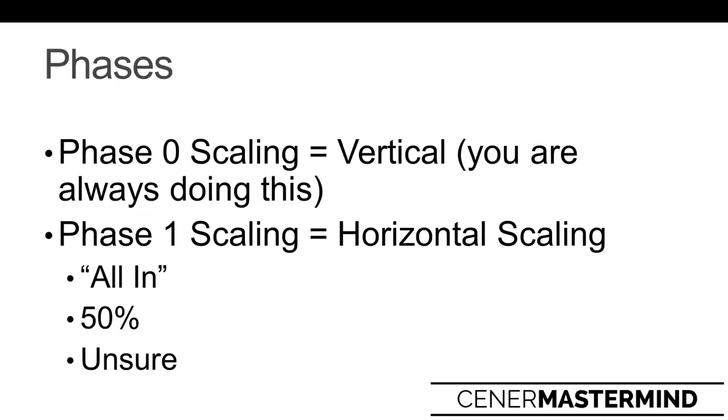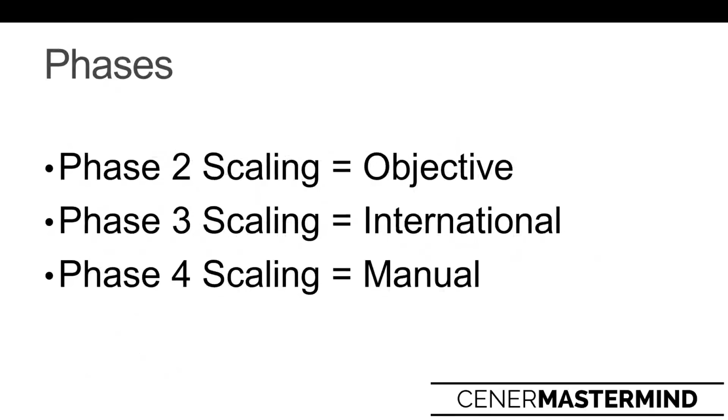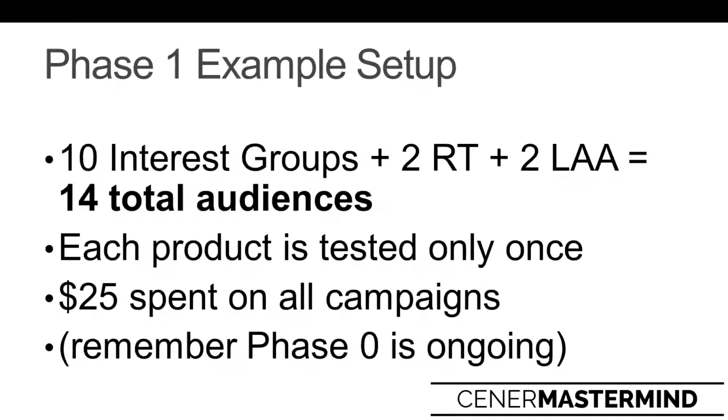Horizontal scaling, you're either going to go all in, you're going to go 50%, or you're going to do quote unquote unsure. Okay? Now, let me review a couple of these. So, phase 1 example setup, right? Let's say your niche has 10 interest groups, and let's say you've also built 2 retargeting audiences and 2 lookalike audiences. Okay. This means you have 14 total audiences.